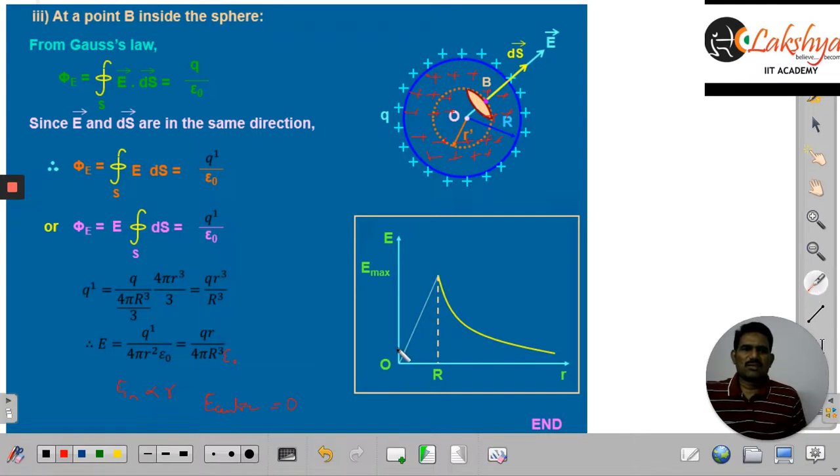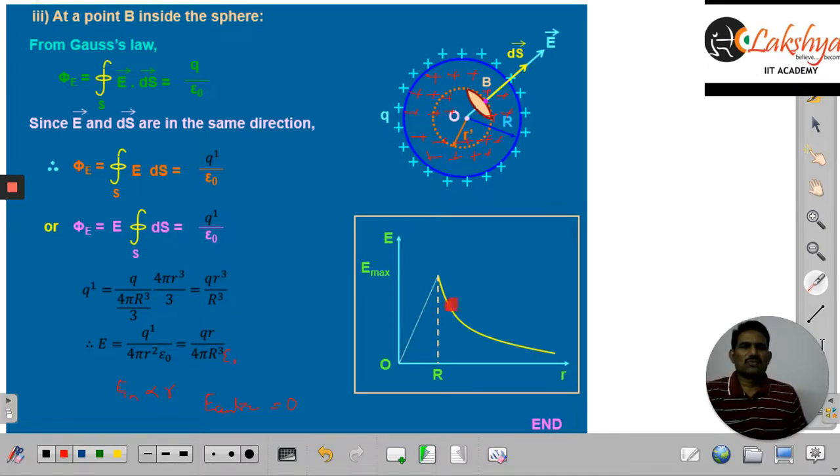And the variation of this electric field we can represent like this. Inside, when r is less than R, it goes on increasing. This is a straight line, E is directly proportional to r, and it reaches the maximum value. Then it goes on decreasing outside, in the k q by r square form only. So this is the variation of electric field due to this uniformly charged sphere.